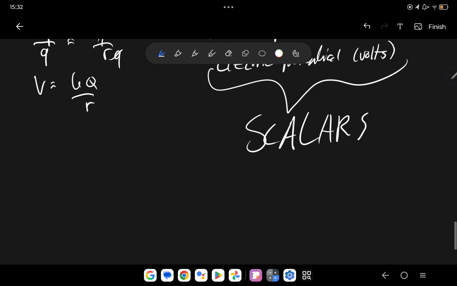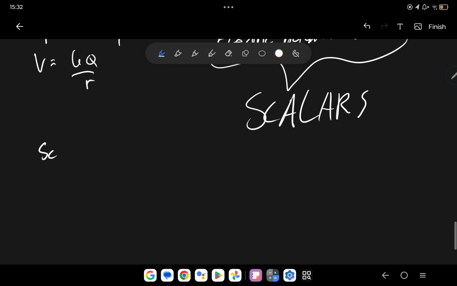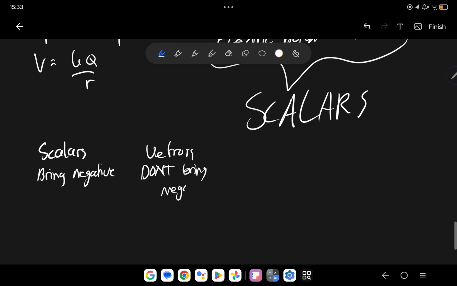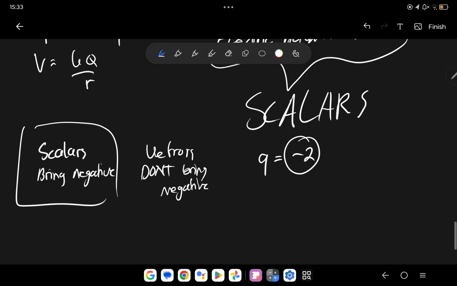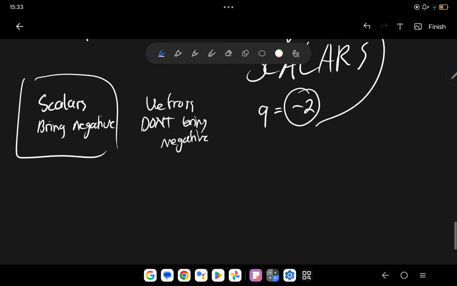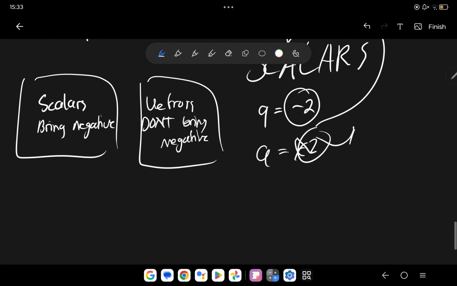However, I do need to mention: in scalars, bring the negative. In vectors, don't bring negative. What I mean is that in scalars, if we have a charge that is like -2, we're going to bring that negative number into the equation. But in vectors, if I have -2, I don't bring the -2, I just bring 2 into the equation.